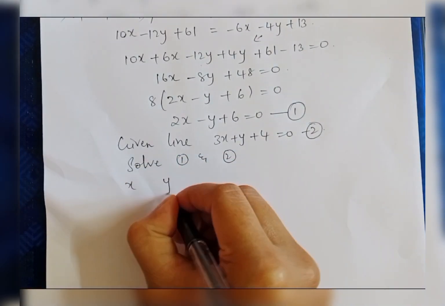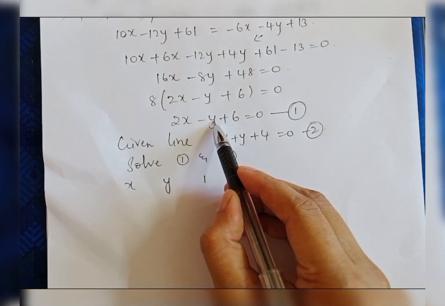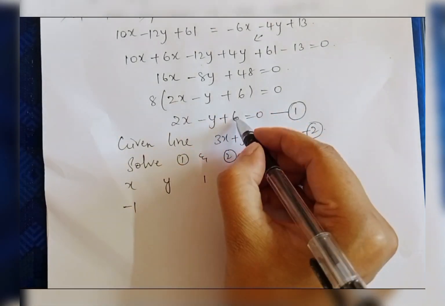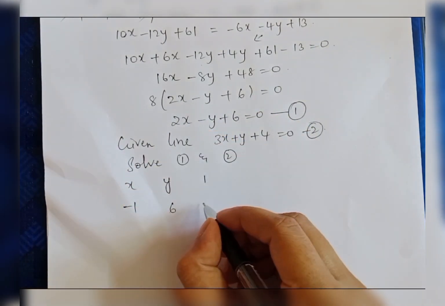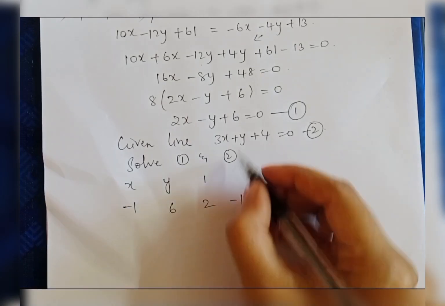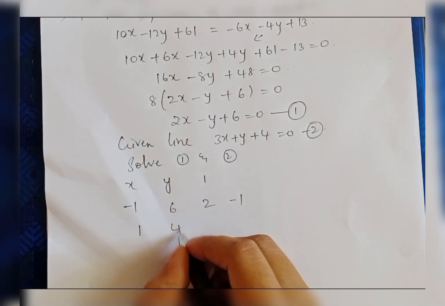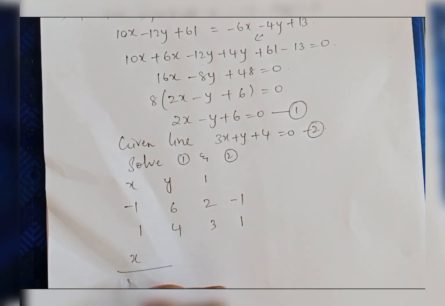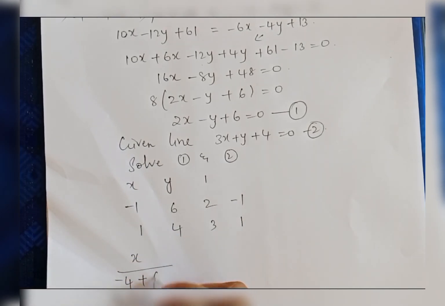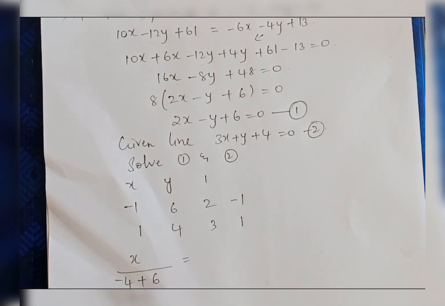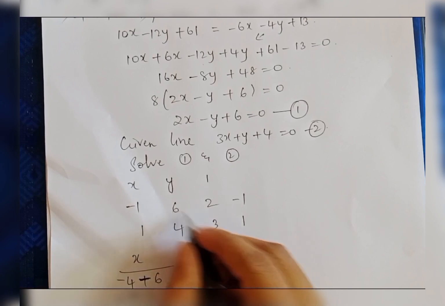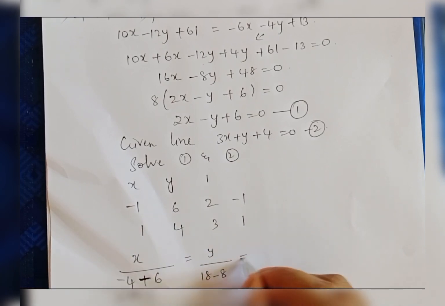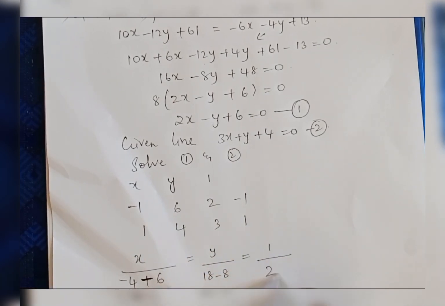So it will be x, y, 1. Starting from the middle, the coefficient of y is minus 1, then the constant term is 6, then the coefficient of x is 2, and again minus 1. Here it will be 1, 4, 3 and 1 again. So it will be x by minus 4 plus 6 is equal to minus 6. And y by 6 3s are 18 minus 4 2s are 8 is equal to 1 by 2 1s are 2 and minus of minus will be plus, 3 1s are 3.